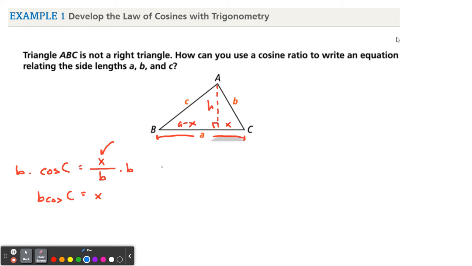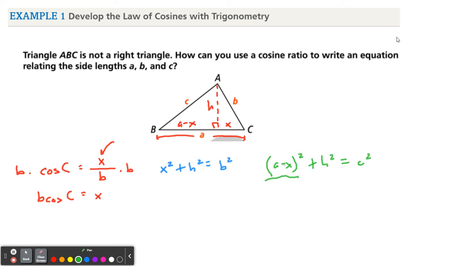So let's let X be the first leg, so X squared, plus let's let H be the other leg, H squared. And then, this is confusing, but B is our hypotenuse, so that will be by itself equals B squared. All right, and then thirdly, let's do the Pythagorean theorem with this triangle on the left-hand side. So let's let A minus X be the first leg, squared. Notice I put in parentheses. Let's let H be the second leg, H squared, and that's going to equal the hypotenuse, which is C squared.